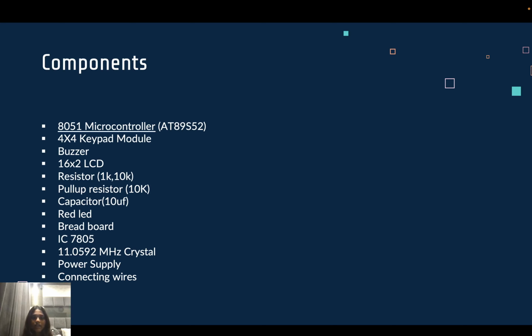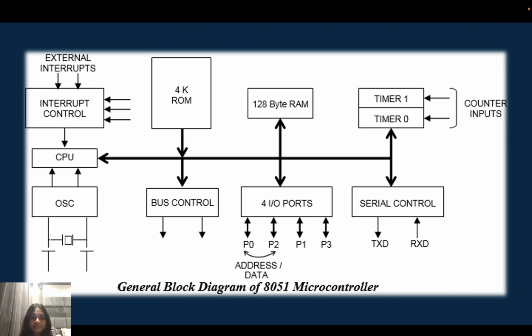The components to design this are: 8051 microcontroller, 4x4 keypad module, buzzer, 16x2 LCD display, resistor, pull-up resistor, capacitor, red LED, breadboard, IC 7805, 11.0592 MHz crystal, power supply, and connecting wires. So here we can see a general block diagram of the 8051 microcontroller.